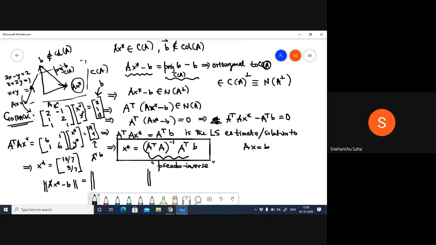So you are going to get a 3 by 1, right? And b is also a 3 by 1. So this is what you are going to get if you do this correctly: 17 by 7, 16 by 7 and 13 by 7, right? Minus your original b, which is 2, 1, and 4, right? You compute the least square distance of all of that.